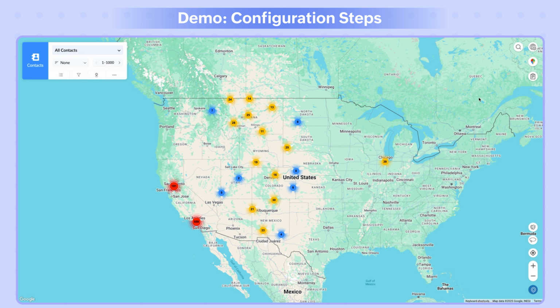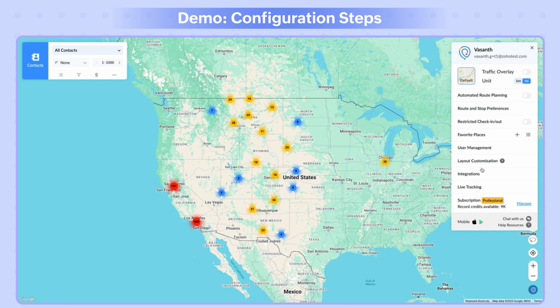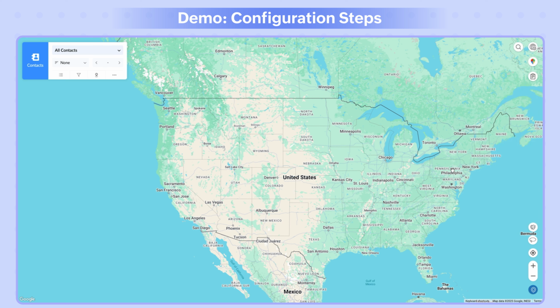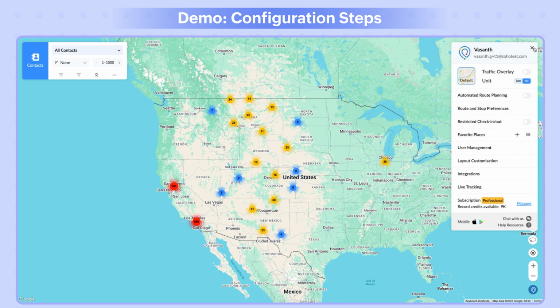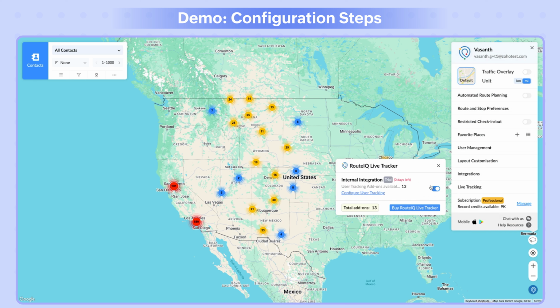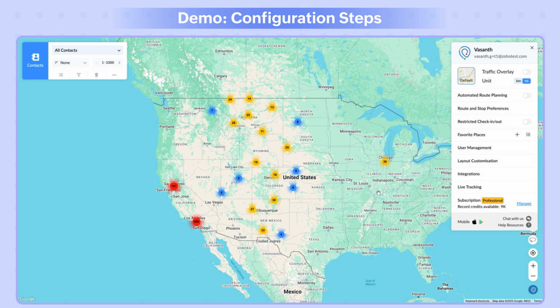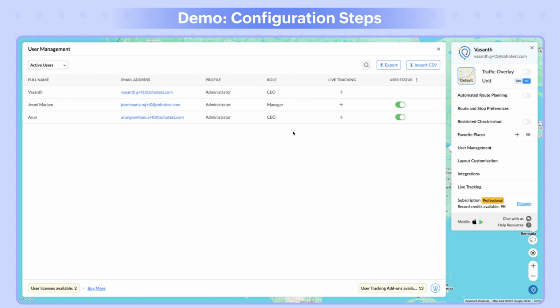Once the live tracking feature is enabled in your account, you can go on to the RouteIQ setup page and click on live tracking. Now you can toggle on the enable native integration option. After that, you will need to configure the user tracking. For that, you can either go on to the user management within the RouteIQ settings or to the live tracking feature itself. Tap on live tracking, click on configure user tracking, and you will be redirected to the user management page itself.